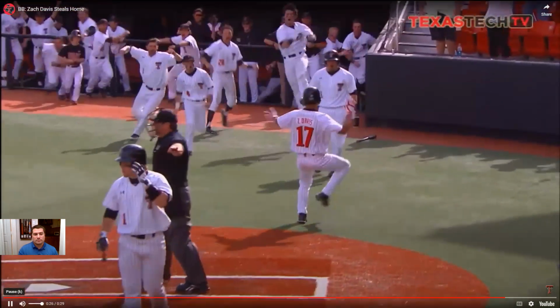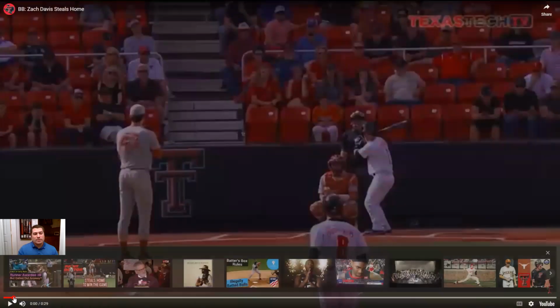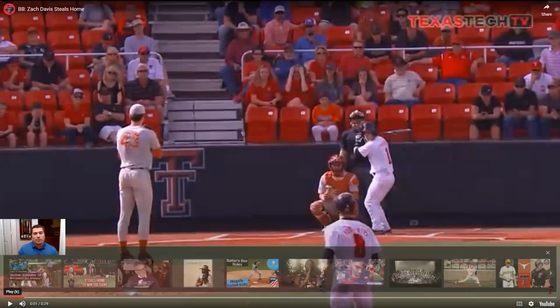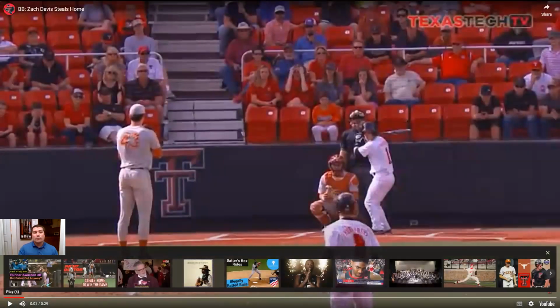That is unbelievable. Okay, I'm going to back this up, and I'm going to have you watch a couple of things real quick before we talk about it. For starters, we know that there's a runner at third base because he's about to steal home. We also know that there's a runner at second base. The pitcher is in the windup.